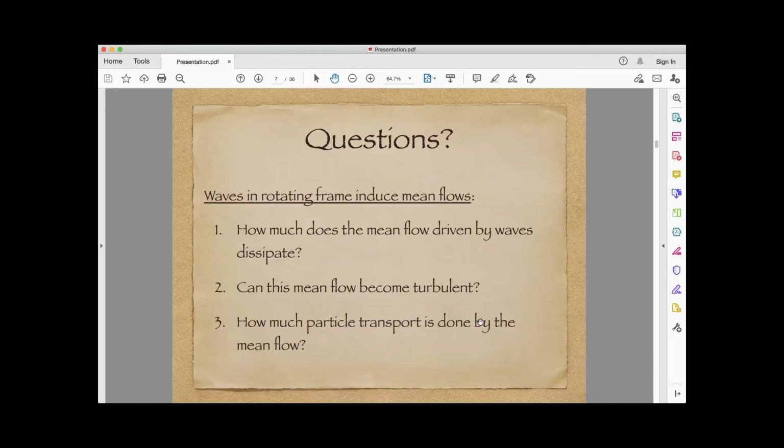And the third question that we wanted to understand is how much particle transport is done by this mean flow. So surface waves by themselves do not transport any particles, in a rotating frame, we just said that. So we just wanted to go back and look at it and see if there's anything different we find. So these are the questions that we'll try to answer.